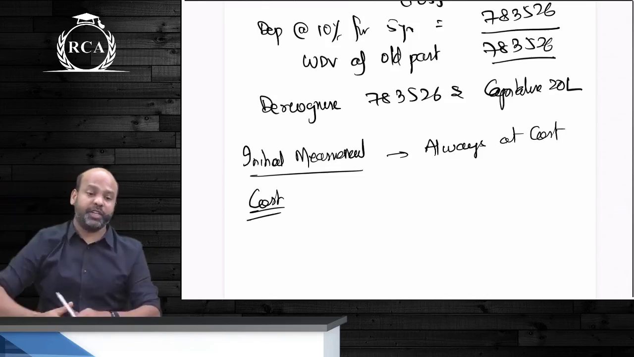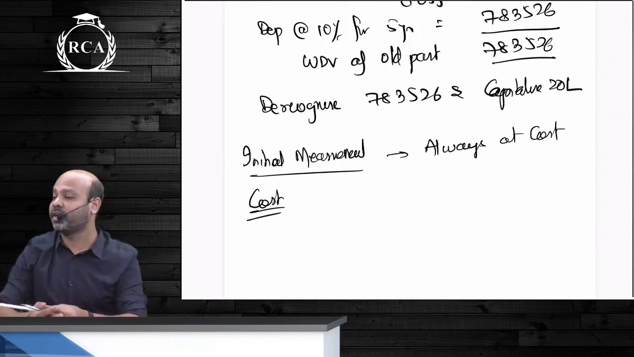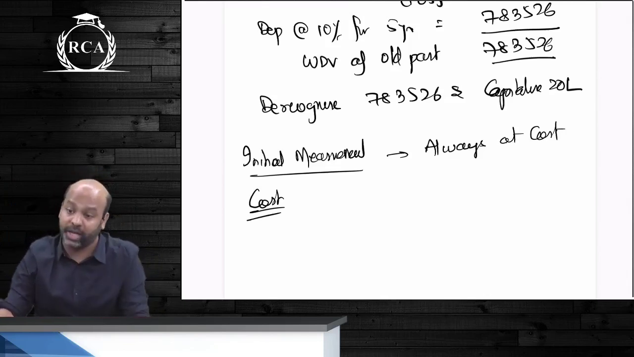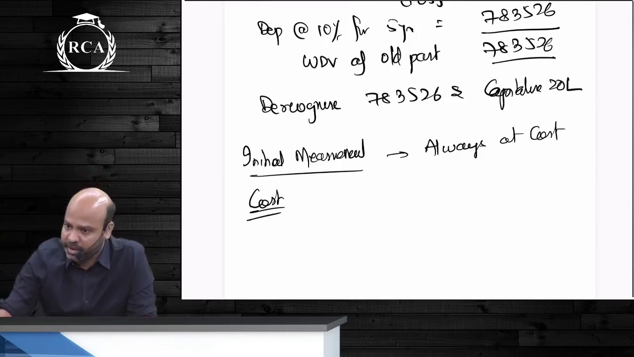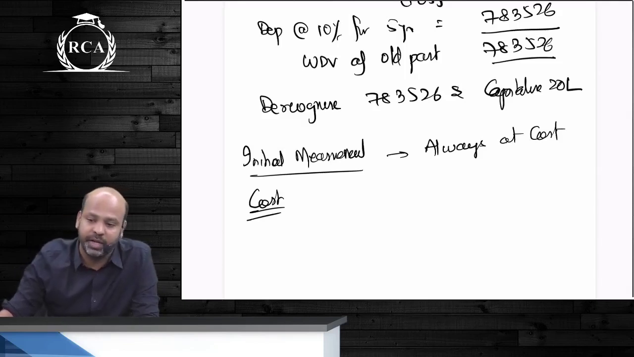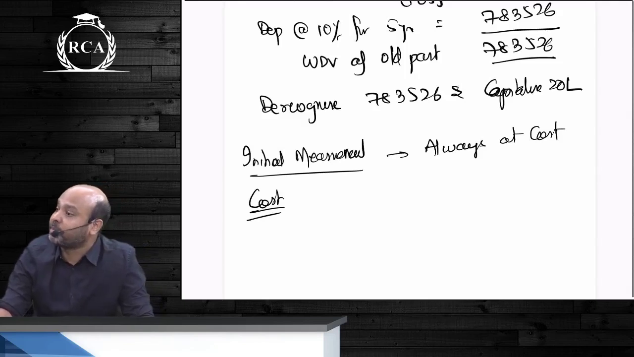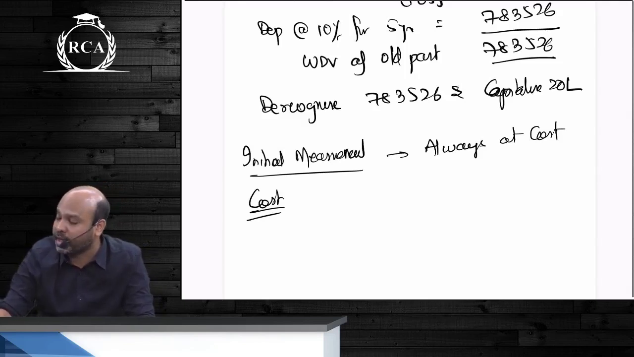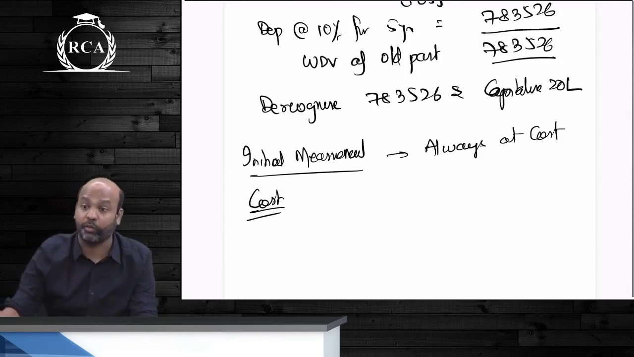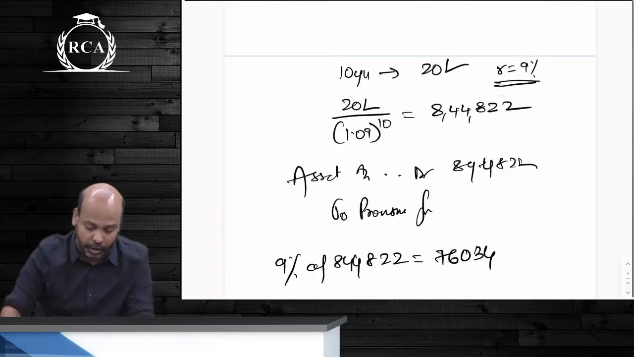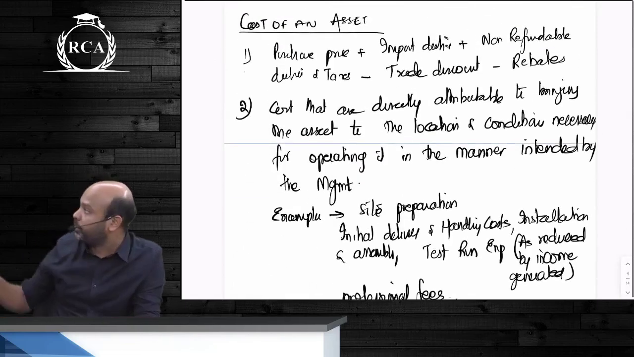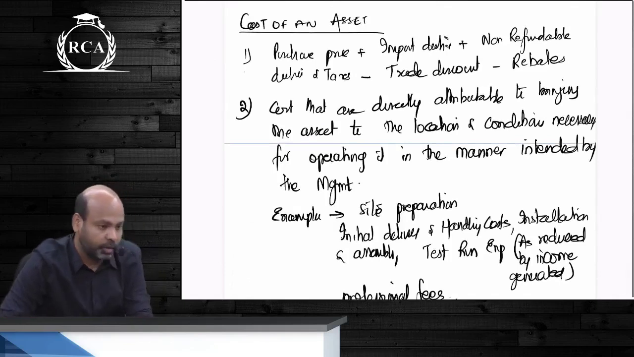Next, initial measurement of any asset as such, guys, is always at cost. This is where we did cost of an asset first. Then we went to subsequent measurement. Cost of an asset, guys, if it is an asset that you are acquiring as such, guys, we divide that into 3 parts. What is the purchase price? What are the expenses that are directly attributable to acquisition? And what are the expenses that cannot be included? Yes or no, guys?